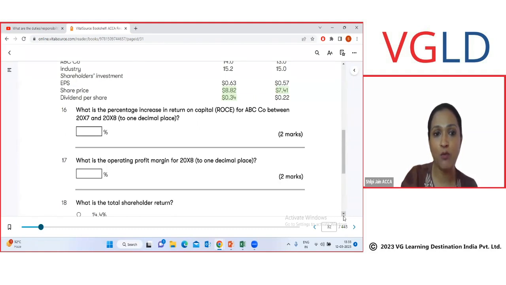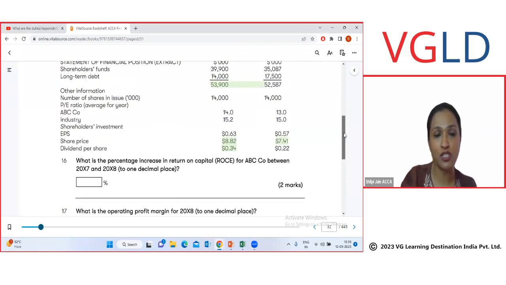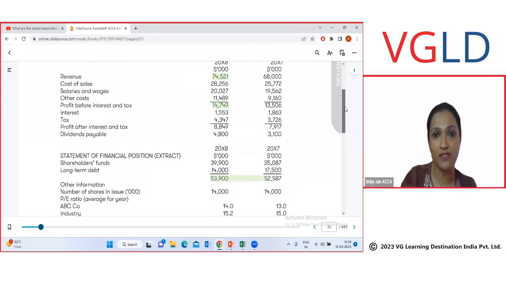Meanwhile, the others can start working on the next question, which is what is the operating profit margin for 2008? So quickly calculate the operating profit margin. Let me show you the requisite figures that would be required. So quickly do this.